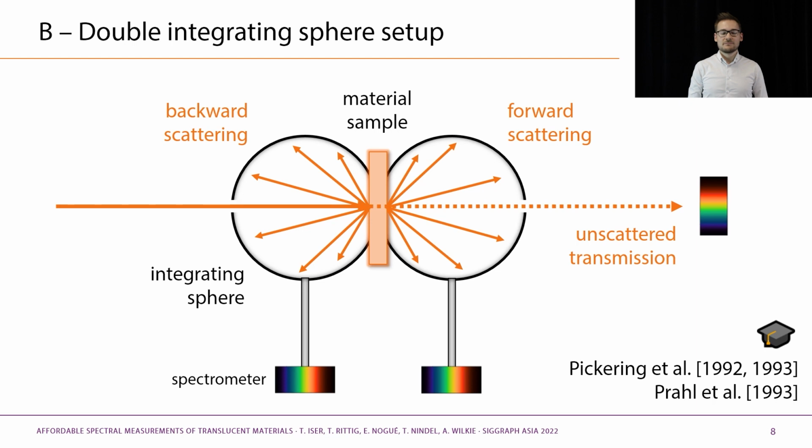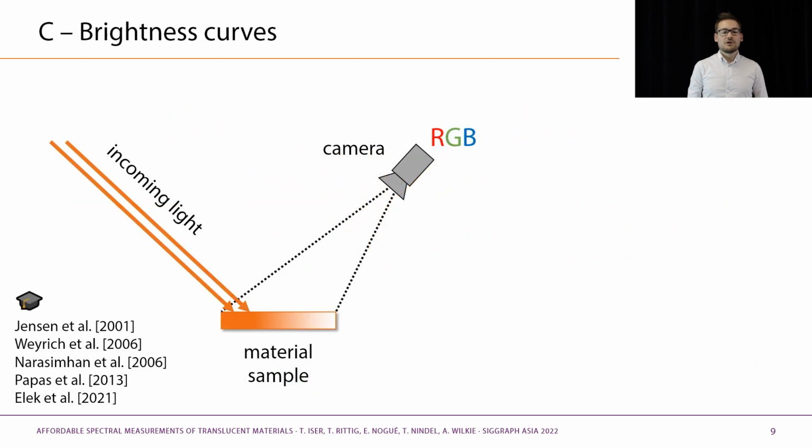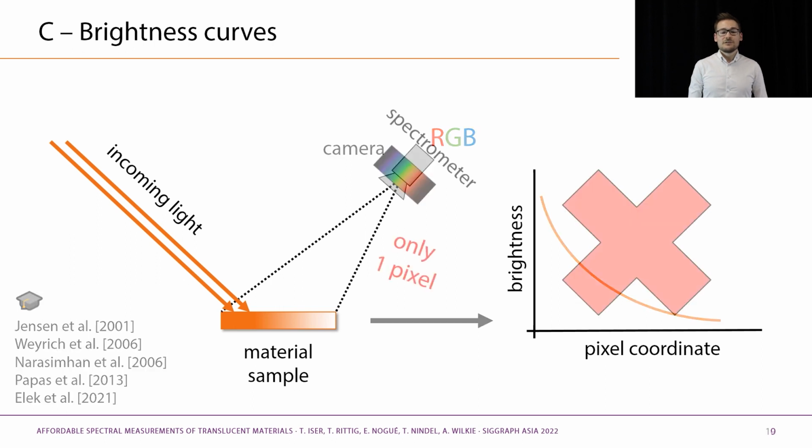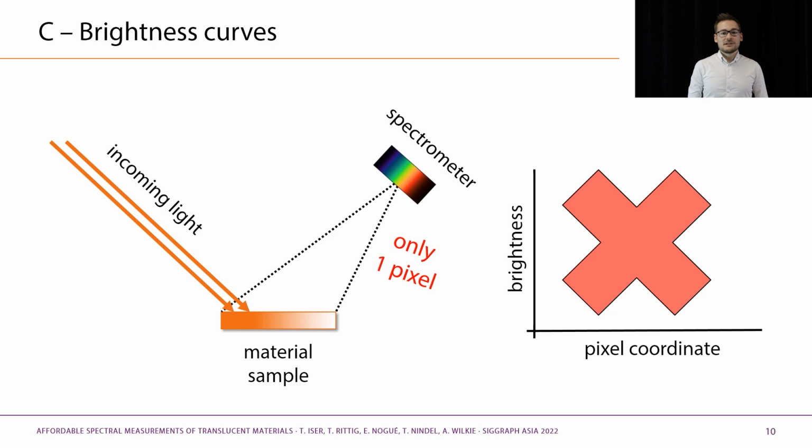The second category relies on capturing the backward and forward scattered light using two integrating spheres, which are also expensive optical components. The third category are more affordable setups that rely on standard RGB cameras capturing the material illuminated in a specific way. From the photos, we take a line of pixels corresponding to a one-dimensional brightness curve, which is fitted to material scattering properties. This only works in RGB because a spectrometer can only measure a single point.